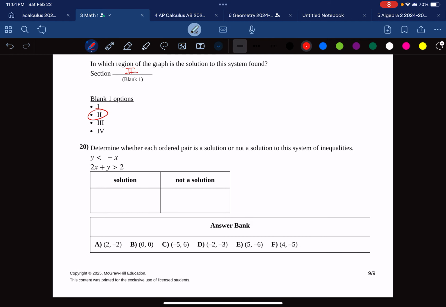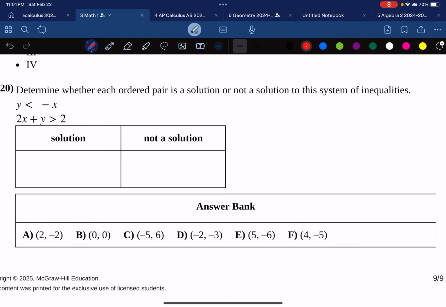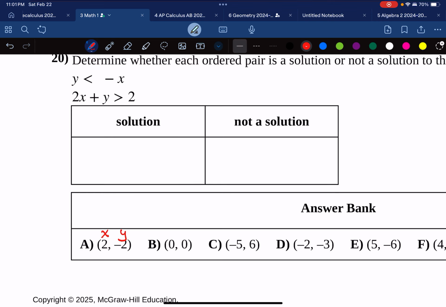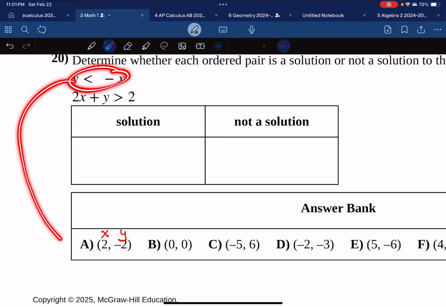All right, last question, number 20. Determine whether each ordered pair is a solution or not a solution to the system of inequalities. Oh, okay, well, you just plug it in and see what happens. So they have to solve for both of them, though. It's kind of annoying. Just remember that the first coordinate is always x, the second coordinate is always y, and we have to plug it in here.